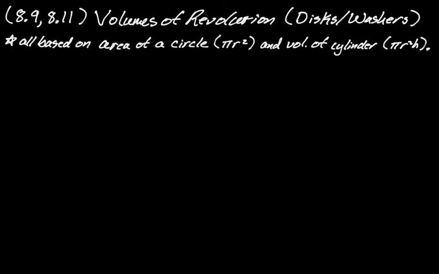Everything that we do with disks and washers or volumes of revolution is based on the area of a circle, which is pi r squared. So you're going to see pi and then r squared a lot. And it's based on the volume of a cylinder, pi r squared h, which is really in calculus terms, pi r squared dx, or dy if you're going around the y-axis. All right, so what do these look like? The next couple of slides are me developing this concept. If you're locked in on this, you could skip ahead a bit, but I'm going to do it.